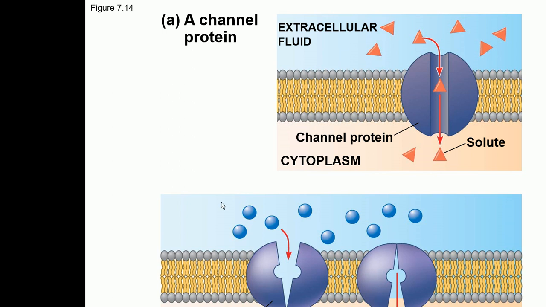And this is a carrier protein. These carrier proteins have a shape so that molecules or solutes can bind to them. When these solutes bind to the protein, its shape changes. You can see this protein has a shape like this, and when the molecule binds to it, its shape changes and it becomes like this, and then it releases the solute inside. These are carrier proteins.